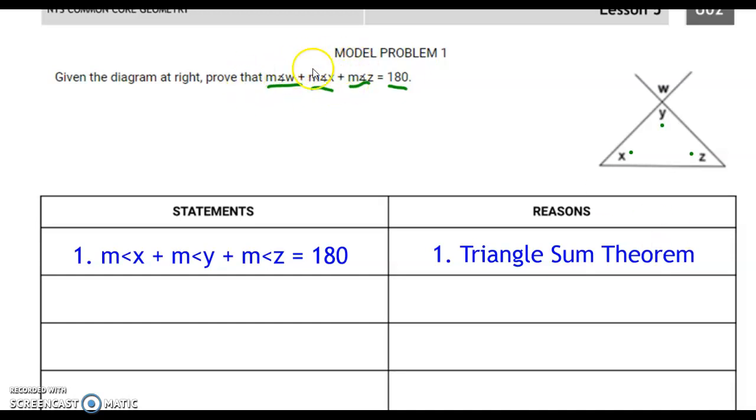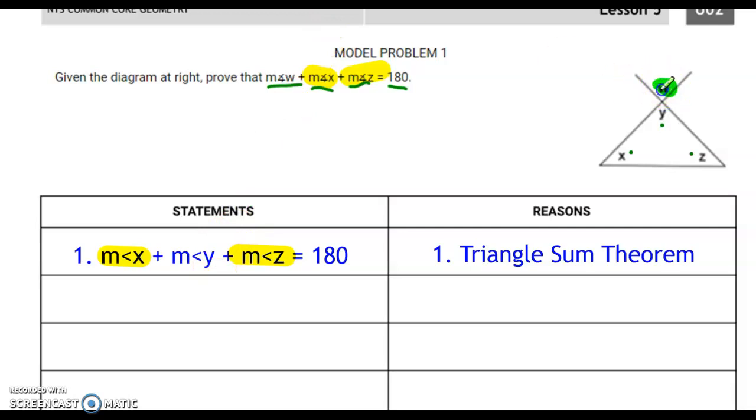Since this equation is not the same as this equation, let's try to figure out the differences between the two equations. I can see that most of the things are the same. However, the X and the Z are the only common bonds here. This W and this Y are different. So I have to find out a way to take out this Y and substitute a W in there. So let's take a look at W and Y, and let's look at the relationship between them.